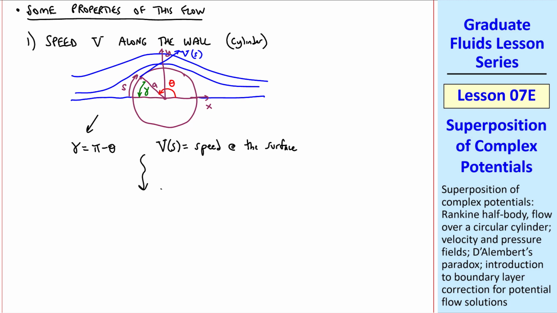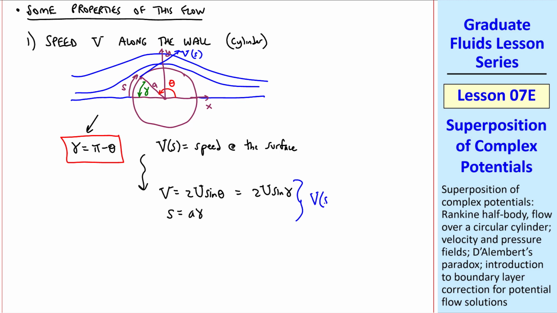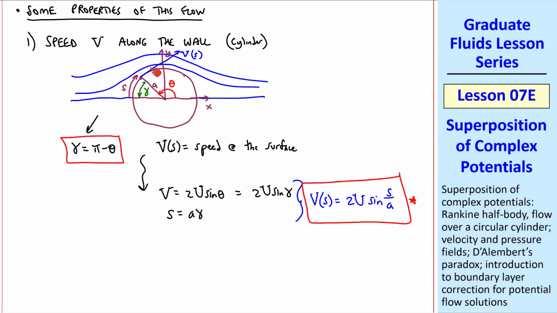Some algebra yields V equals 2u sine theta, which would also be 2u sine gamma from this definition of gamma. S itself is a times gamma. The arc length is the radius times the angle. So combining these, we get V as a function of s is 2u sine of s over a. This is the speed along the wall.